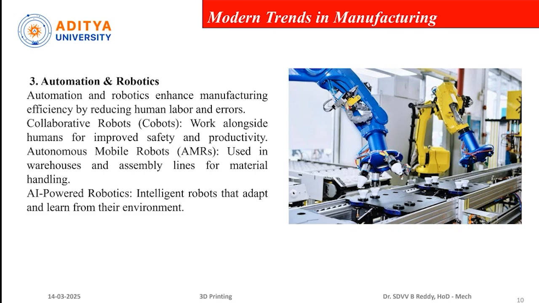We can say that the cobots, the collaborative robots, work alongside humans for improved safety and productivity. That is what Industry 4.0 is, which is going on. The humans are working along with robots. That is nothing but Industry 4.0, which is going on right now. And coming to this, we can see how productivity is going on.